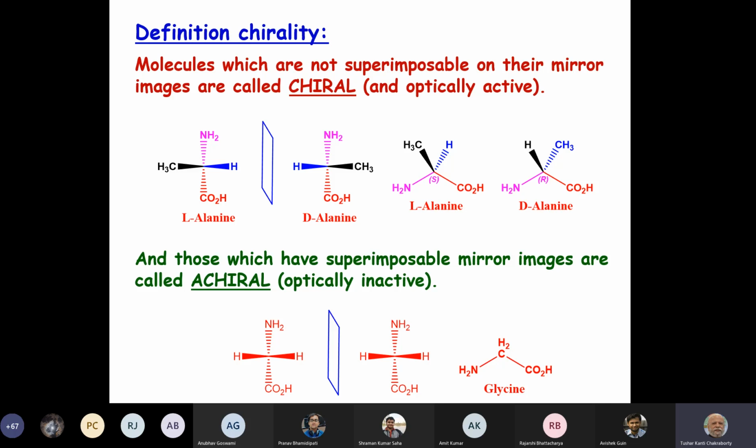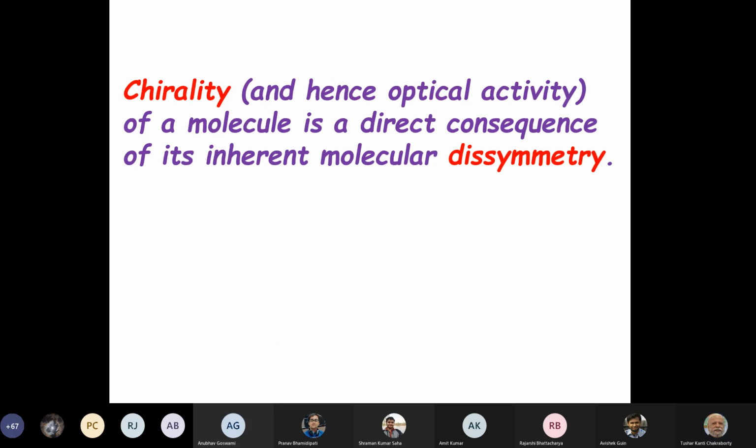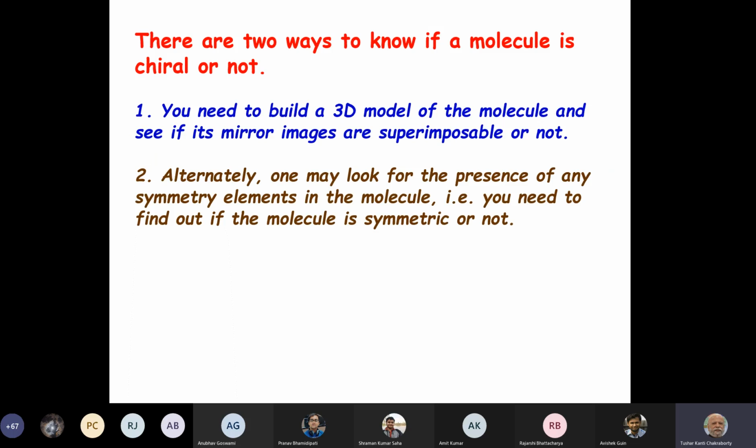All the other 19 natural amino acids have a chirality, as shown with the example of phenylalanine, and it is a direct consequence of inherent molecular dissymmetry. If there is symmetry, then it is not chiral. If there is an inherent dissymmetry in the molecular structure, that gives rise to what we call chirality. And how do you know if a molecule is chiral or not? Of course, if you have a three-dimensional model of the molecule, you can make its mirror image also, and then see if they are superimposable or not. If these two molecules are not superimposable, then you can say this molecule is chiral.